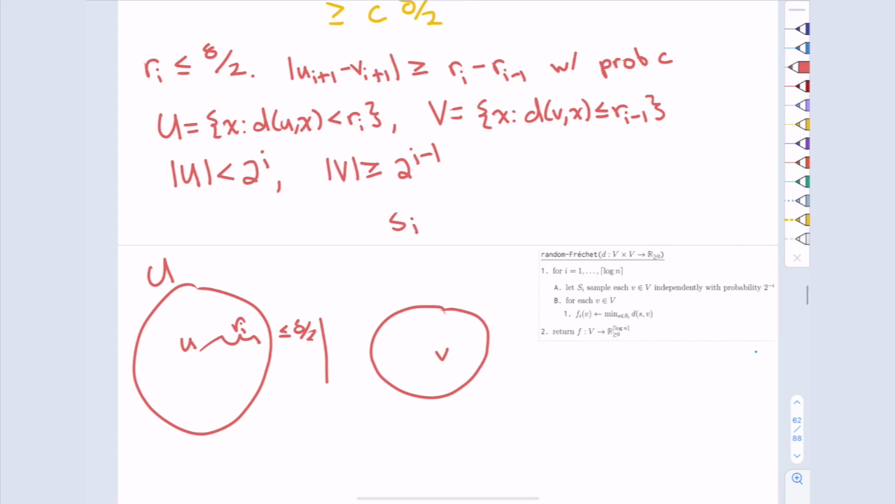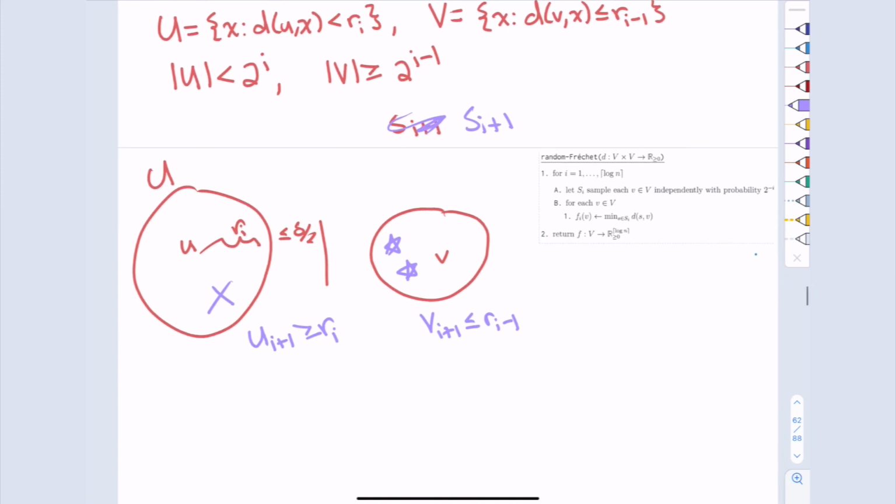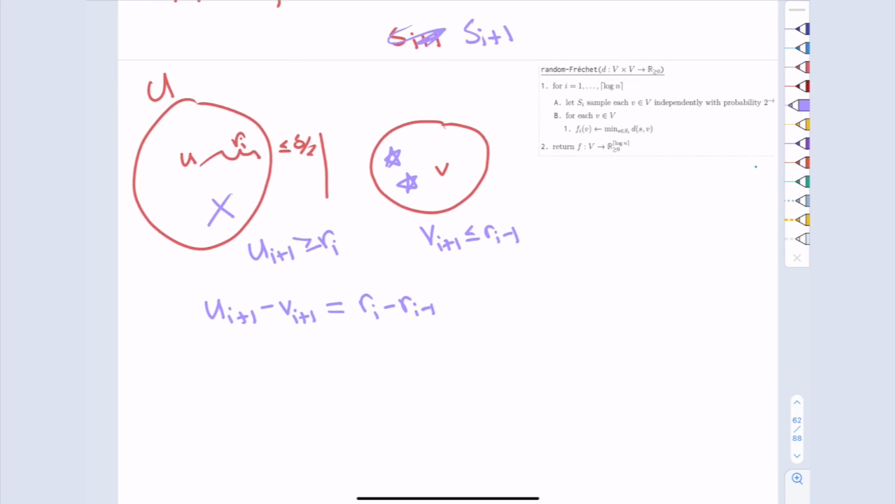Now I'm looking at S_{i+1}. If S_{i+1} samples some points from V but no points from U, then v_{i+1} will be at most r_{i-1}, and u_{i+1} will be at least r_i, because you're outside of capital U but inside V. As a result, you would get u_{i+1} minus v_{i+1} is at least r_i minus r_{i-1}. So what are the odds that happens?